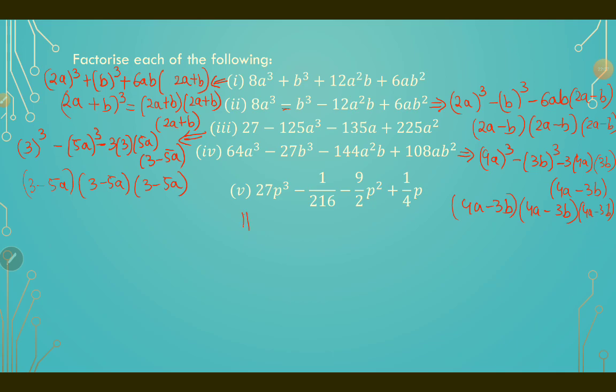The fifth one can be written as 3p the whole cube minus 1 by 6 the whole cube, and if I take minus 3 into 3p into 1 by 6 common, I get 3p minus 1 by 6 inside the bracket. That's nothing but 3p minus 1 by 6 3 times.